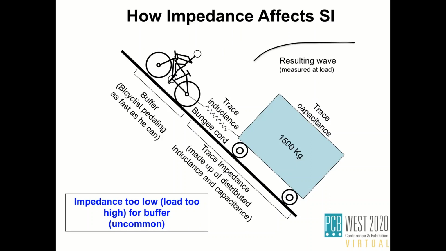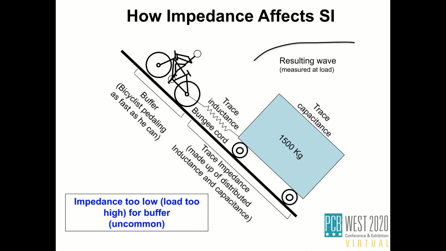Here we see a system with the trace impedance too low. Let's say it's 30 ohms, and a buffer that isn't designed to drive this load. Say the buffer is designed to drive a 100 ohm load, which is pretty unlikely these days, but let's just say it is. The bicycle, which is the buffer: imagine the bicycle has a regular guy, he's pedaling pretty good. He might be able to pull that load through the trace inductance, which is like a bungee cord, but it's going to be tough. He's going to start to pedal, and it's going to stretch that inductance, and eventually that load is going to move.